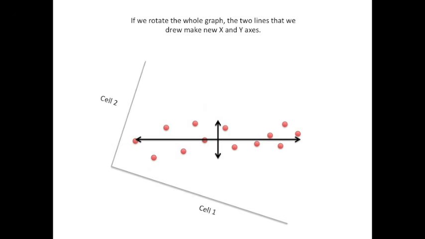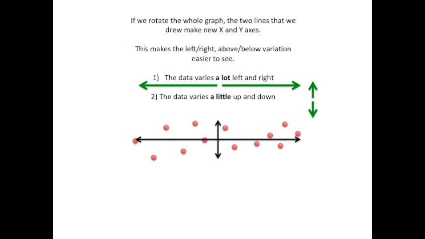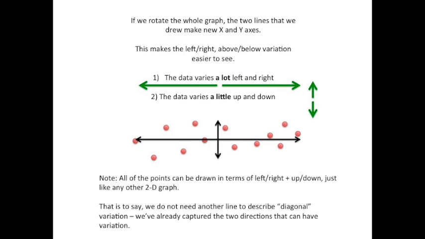If we rotate the whole graph, the 2 lines that we drew make new x and y axes. This makes the left, right, above, and below variation easier to see. We don't have to tilt our head anymore. And like we saw before, the data varies a lot to the left and the right, and the data varies a little up and down.